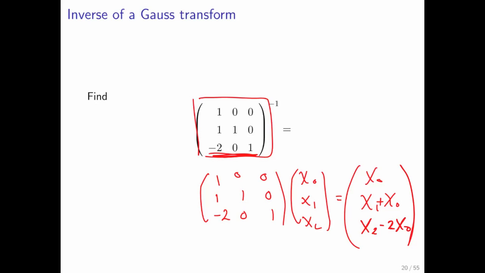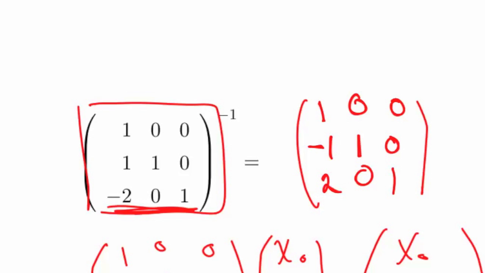But how do you undo that? You undo that by subtracting the first component from the second component and by adding 2 times the first component to the last component. So with that we can guess that the inverse of this Gauss transform is given by this matrix right here, because that has the exact action of what we just talked through a second ago. And indeed, if you multiply these two matrices together, you get the identity.